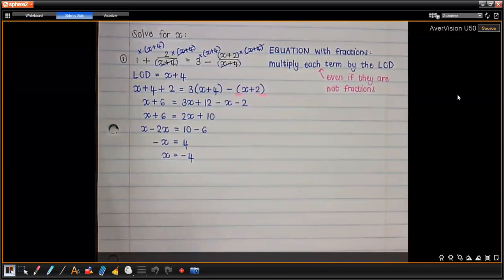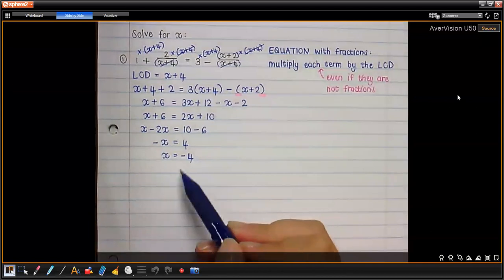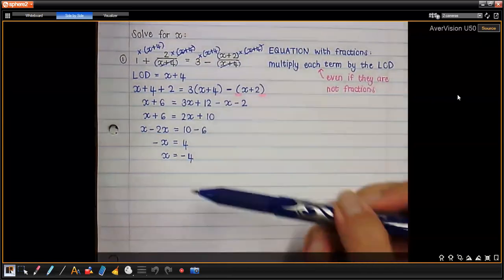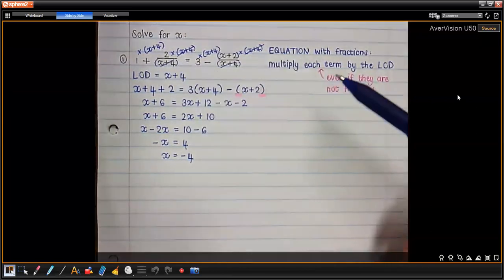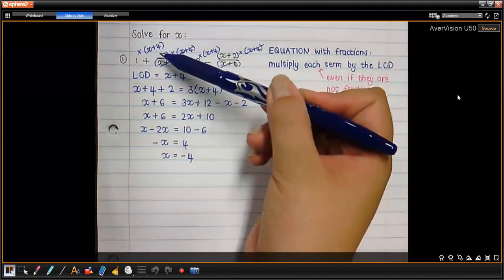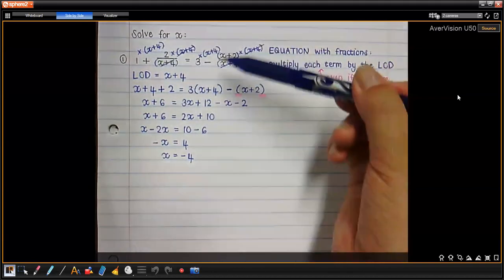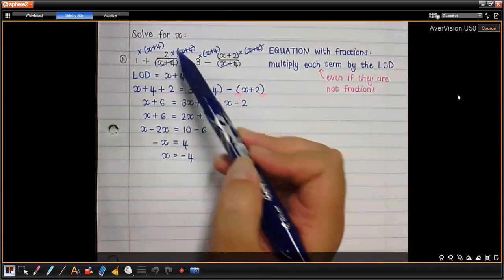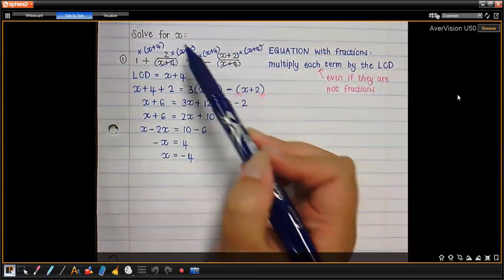Do you guys remember from last year that when you are solving an equation with fractions, you always have to check if your answer actually works? To check, you substitute it back into the original equation, right? And check what number you are getting on the left, and is that equal to the number you are getting on the right?